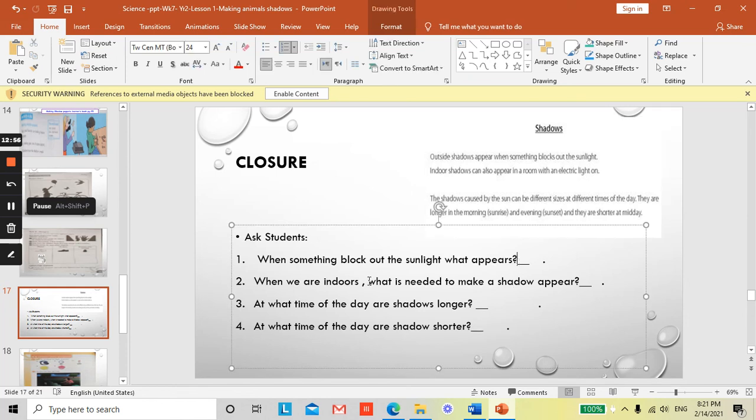So our first question is, when something blocks out the sunlight, what appears? Number 2, when we are indoors, what is needed to make a shadow appear? At what time of the day are shadows longer? At what time of the day are shadows shorter?